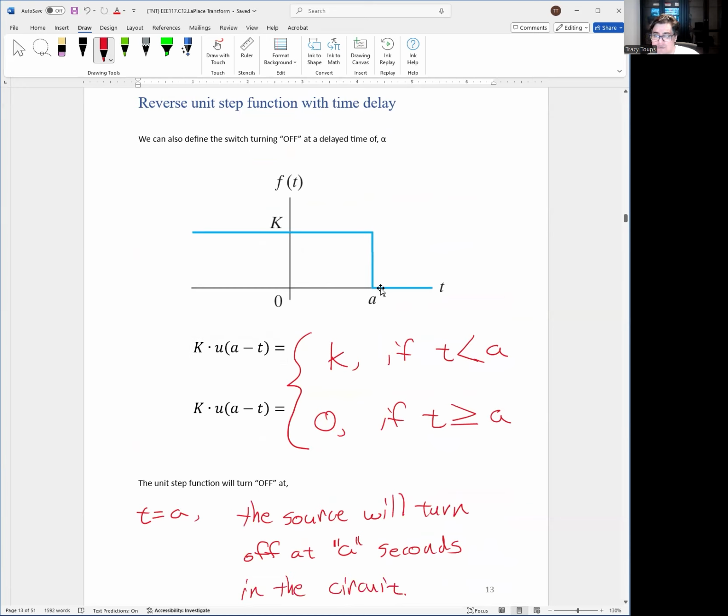Okay, so this will read, the k value will be on as long as t is less than A. Once t becomes A, the circuit immediately turns off. Okay. So it's an off switch that just got delayed. So you can see we have two functions. We have the unit step function where something turns on, and the reverse unit step function where something turns off. And then we could delay it.